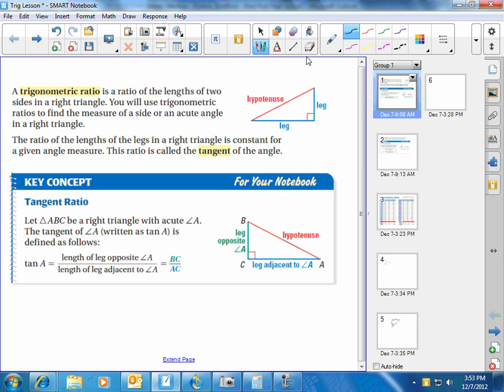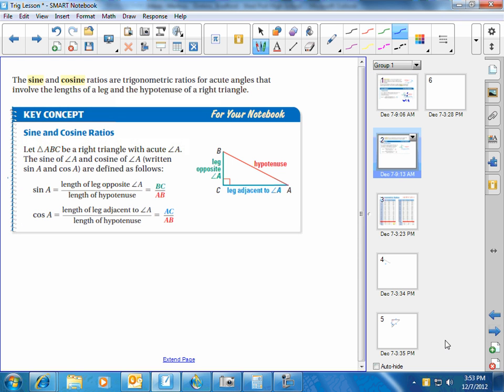Okay, so let's say that this was a 3, 4, 5 triangle. So this leg length is 3, this is 4, and the hypotenuse is 5. If I wanted to write the tangent ratio for angle A, that would be opposite over adjacent, which would be 3 over 4. That's the tangent of angle A.